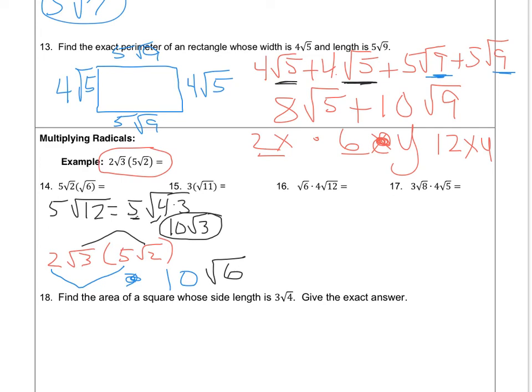Number 15, 3 times the square root of 11. Well, first of all, the square root of 11 is already simplified. That 3, it's not going to go inside, so really that answer is just that. It's no big deal there.